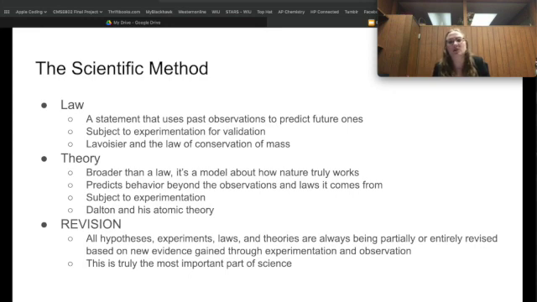Whereas the law of conservation of mass applies to chemical reactions, Dalton and his atomic theory applies to basically everything, and we can use it to predict lots of different things. We could use it to predict the size of an atom. We could use it to predict how an atom might interact with another atom, and on from there. So it can be applied in many different ways, because it's a model truly discussing how nature works. So, as I've been mentioning, this is all subject to revision.